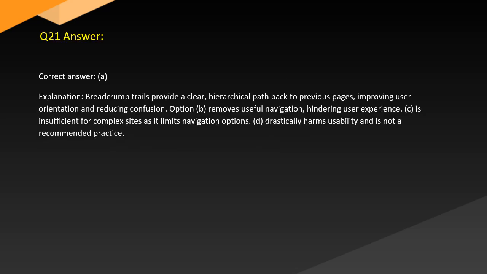Answer. Correct answer, A. Explanation. Breadcrumb trails provide a clear hierarchical path back to previous pages, improving user orientation and reducing confusion. Option B removes useful navigation, hindering user experience. C is insufficient for complex sites as it limits navigation options. D drastically harms usability and is not a recommended practice.